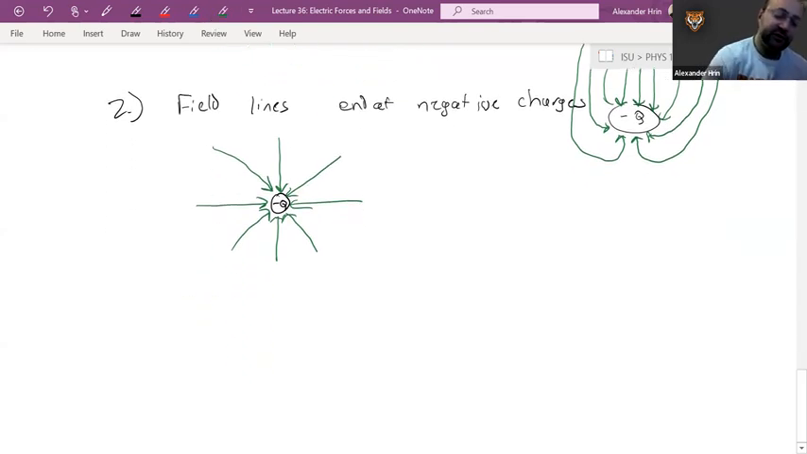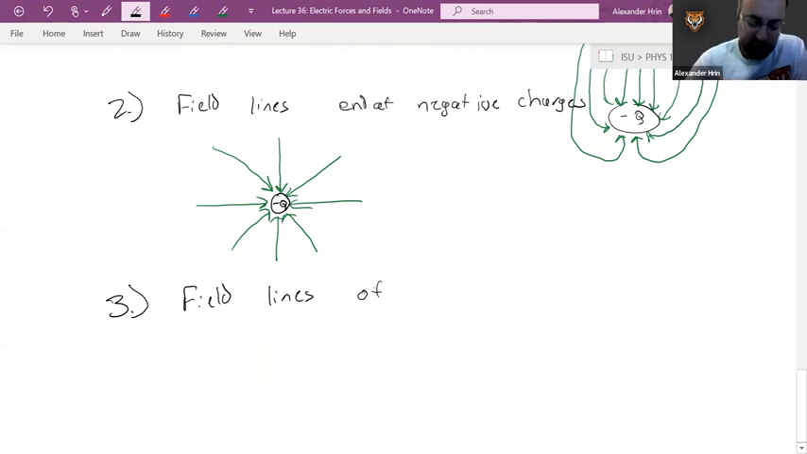Okay. So the third rule, which I basically just said, is field lines never cross. When you have a bunch of fields together, you're not going to get them to cross. The reason for this is that if field lines were to cross, that would be like saying two different things should happen.